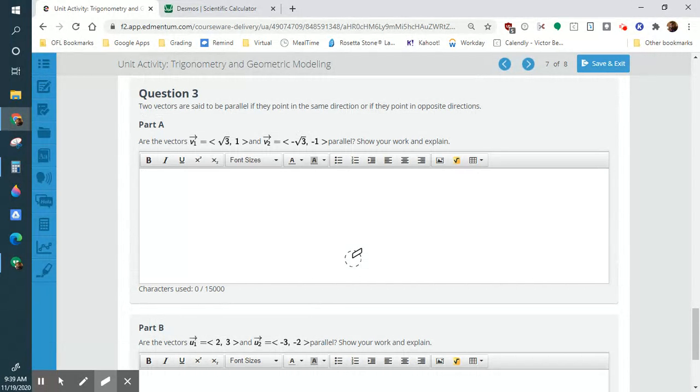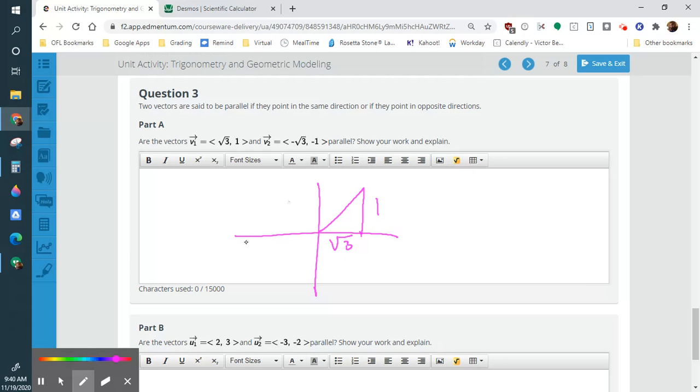All right. So are these vectors and those vectors parallel? If we want them to be parallel, we need to figure out what their angles are. So let's draw these out. If I draw these out, it's positive. So I have square root of 3 and 1. And if I do it the other way, this is negative square root of 3.